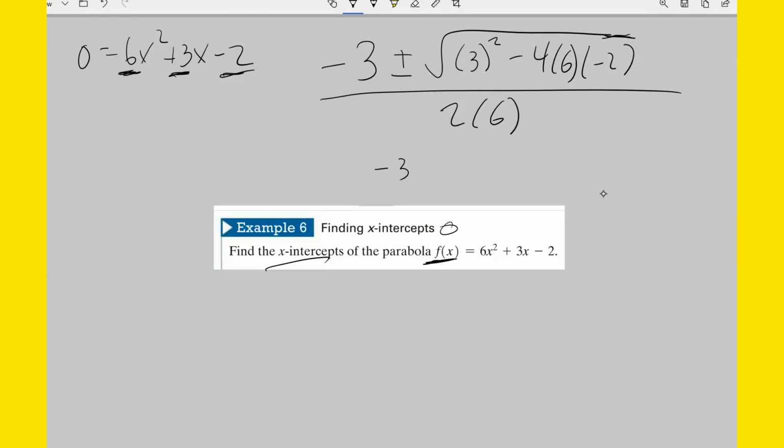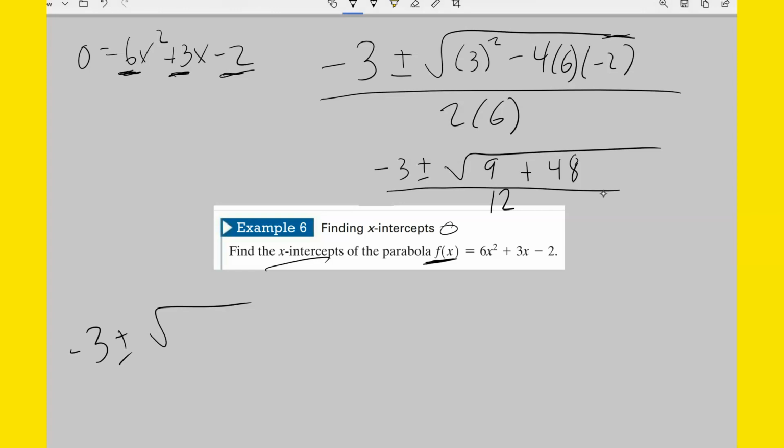So that's negative 3 plus or minus the square root of 9. Negative 4 times 6 is negative 24. Times negative 2 is positive 48. So 9 plus 48, all over 12. So that's going to be negative 3 plus or minus the square root of, let's see, 9 plus 48. Is that 57? 57 over 12.